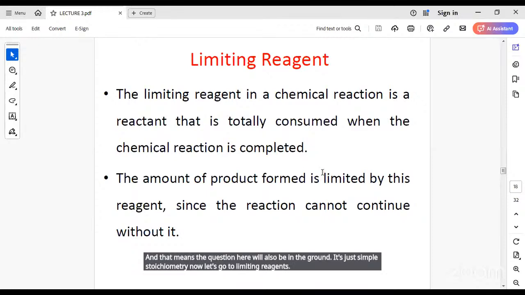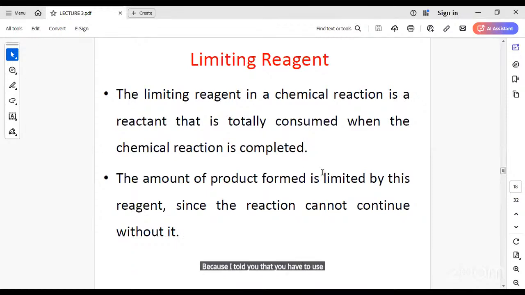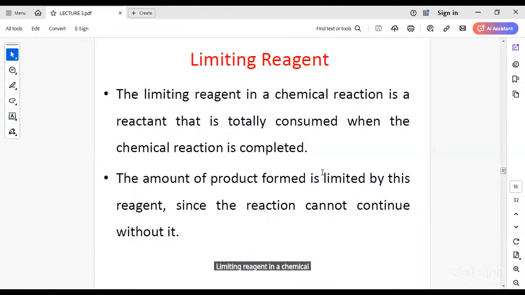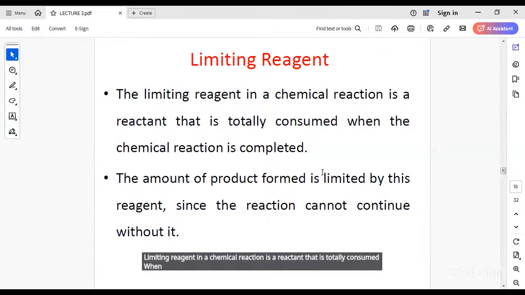Because I told you that you have to use your limiting reagent to be able to calculate your percentage yield. And for you to be able to calculate your limiting reagent, you need the number of moles that we have already looked at, and we also need the mass of the compound. So you can actually calculate your limiting reagent either using the number of moles or the mass of the compound. When we talk about limiting reagent, what do we mean? Limiting reagent in a chemical reaction is a reactant that is totally consumed when the chemical reaction is complete.